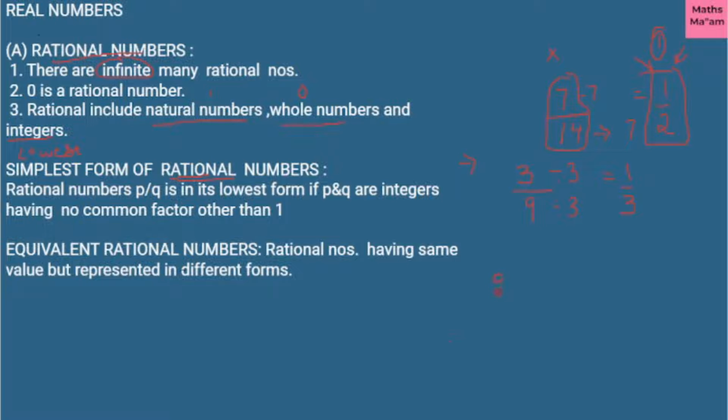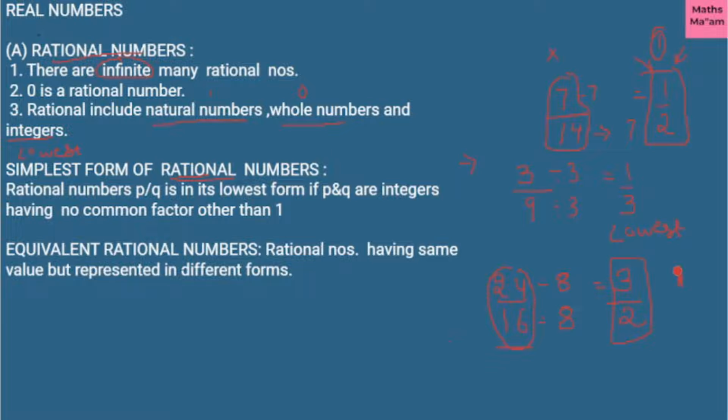Suppose we have a fraction 24 by 16 and you have to change this into the lowest form. Actually this is not in the lowest form, right? Because 24 and 16 have a common factor, 8. So we have to divide the numerator and denominator by the same number, so that we get the smallest form of this fraction. When we divide 24 by 8 we get 3, and when we divide 16 by 8 we get 2. So 3 by 2 is the lowest form of this fraction, the simplest form. And now they have only one common factor, that is 1.